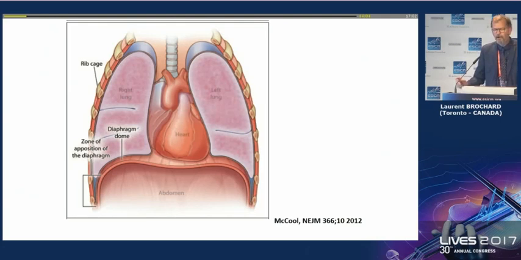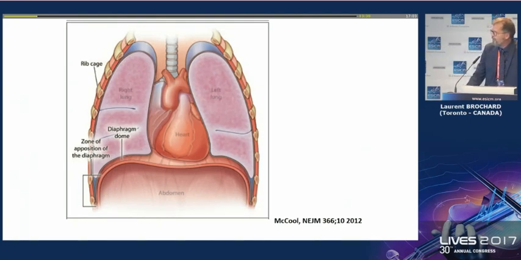So the diaphragm is a very special muscle, very interesting, and central to ventilation, right? Without the diaphragm, you're in big trouble. It's a muscle which is quite unique. It's different from the other limb muscles. It's also different from the heart, although it has some resemblance with the heart. And it has a complex shape.